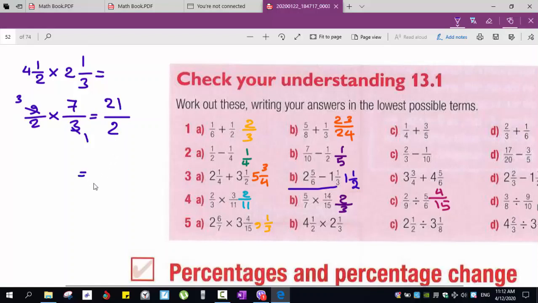Now 21 divided by 2 is 10. This 2 never changes, it's the denominator. 2 times 10 is 20. What's remaining from 21? It's just 1. The answer here is 10, 1 over 2.